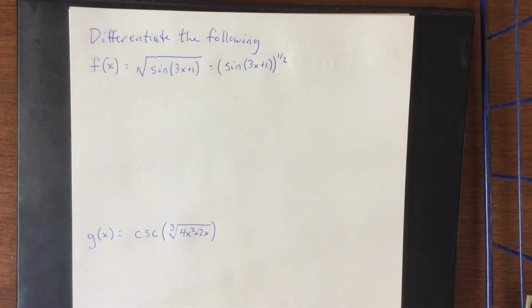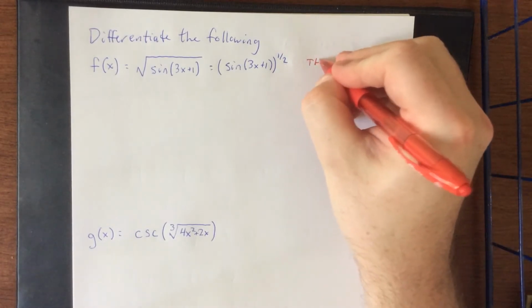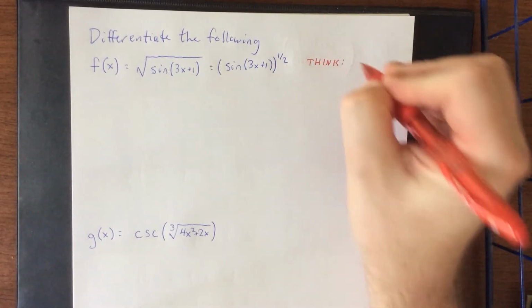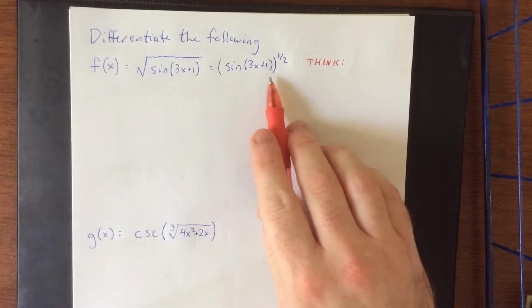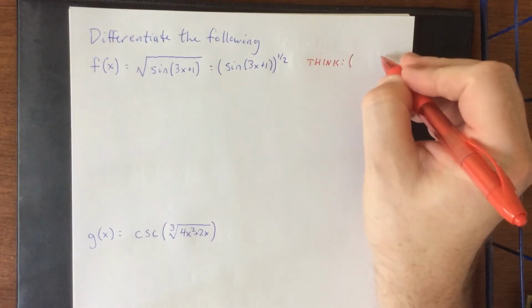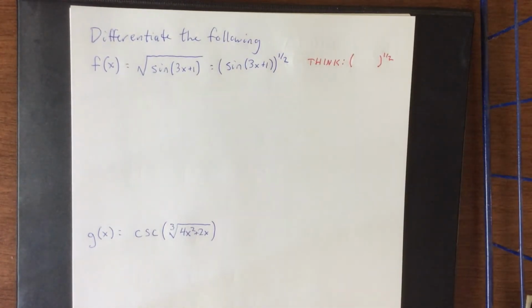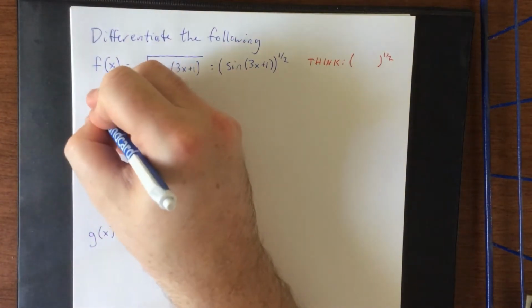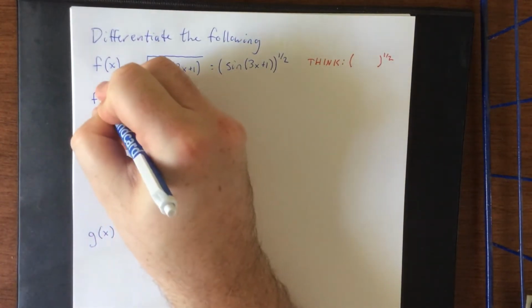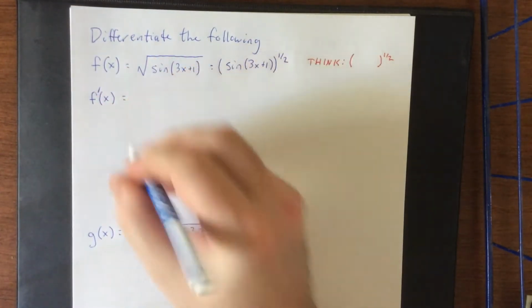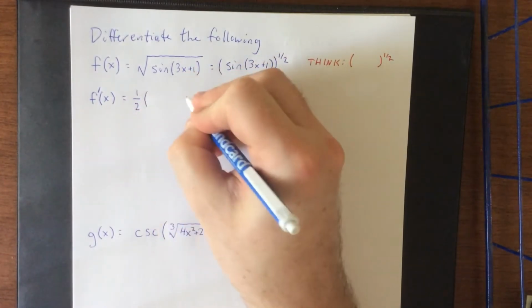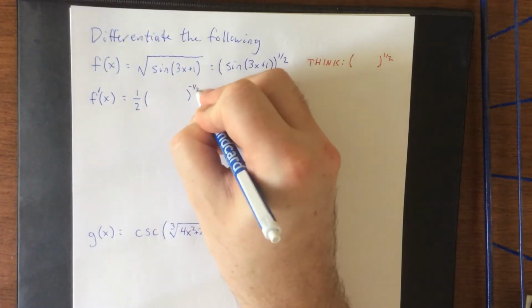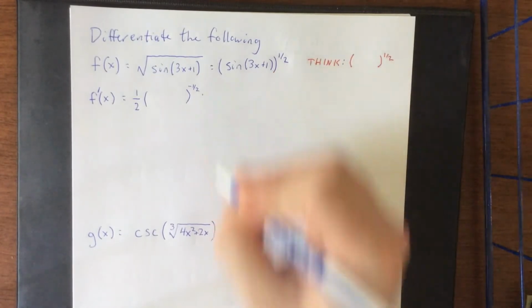Now when it comes to multiple applications of the chain rule, I want you to think to yourself, what is the outermost function in this case? Now we do have an inner function of the sine of 3x plus 1, but our outermost function in this case would be a 1/2 power. It is because of this that according to the chain rule, the first thing we're going to do is apply the power rule. So for f prime of x, the power rule states we multiply by the current power and reduce the power by 1. 1/2 minus 1 will be equal to negative 1/2.